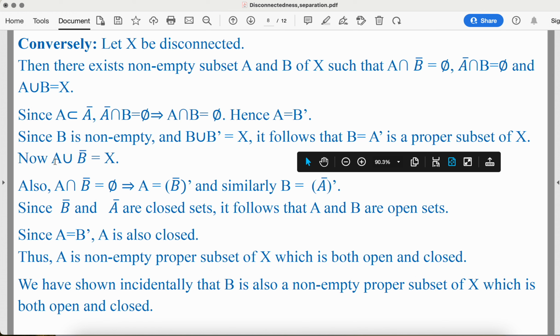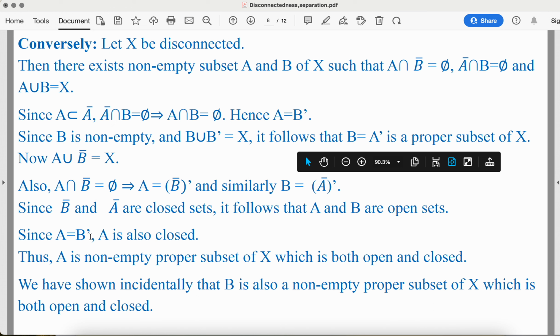Now X is equal to A union B bar is equal to X. Also A intersection B bar is phi. This implies A is equal to complement of B bar. Similarly, B is equal to complement of A bar. Since B bar and A bar are closed sets, it means A and B are open sets.